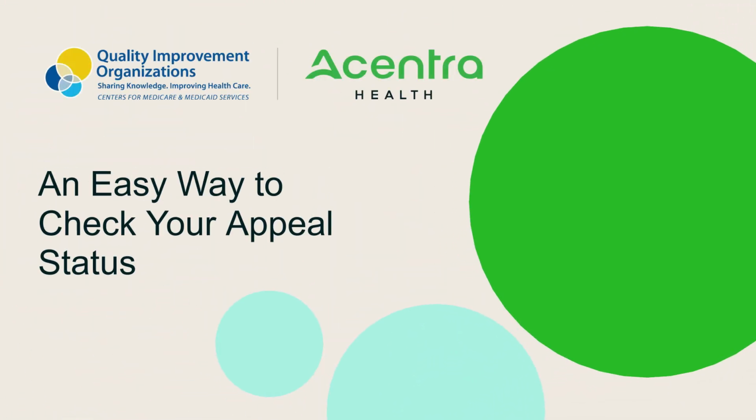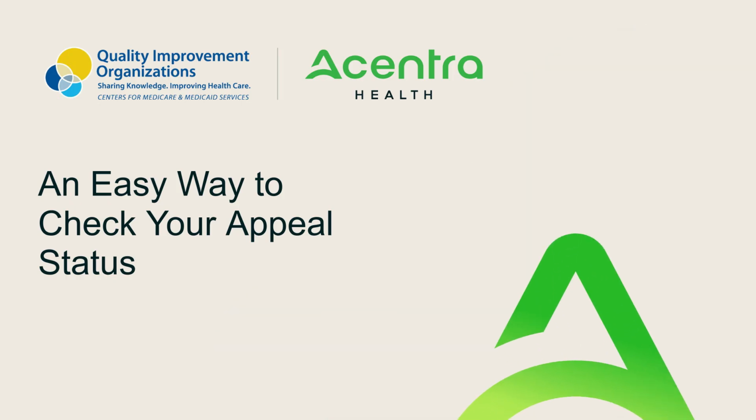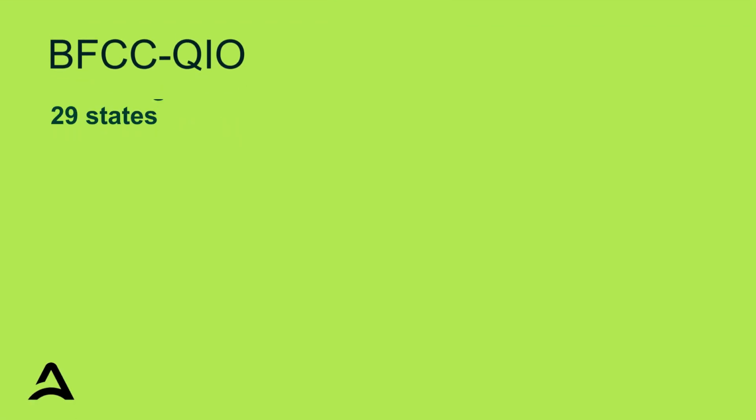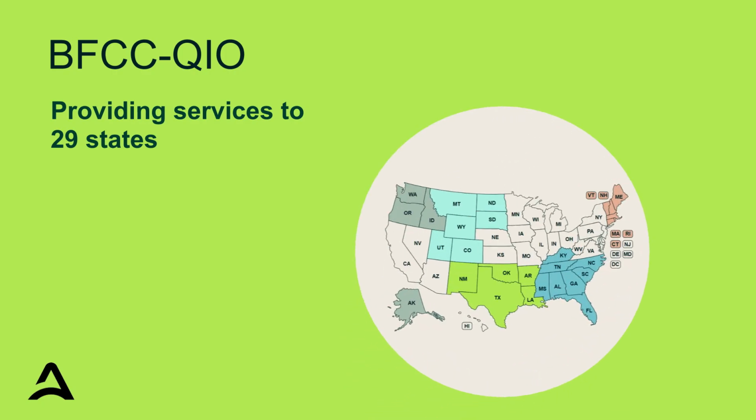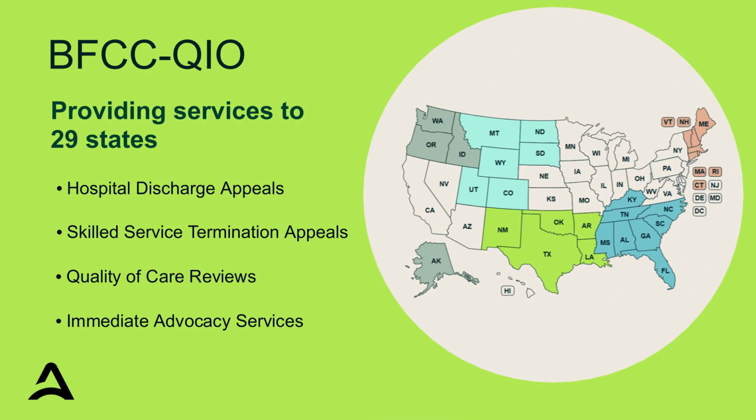We're Acentra Health, the beneficiary and family-centered care quality improvement organization for 29 states. We help people with Medicare who have concerns about their health care. We can help you appeal if you're leaving the hospital too soon or if skilled care like physical therapy is ending early. We also offer immediate advocacy services to help fix problems quickly with medical care or services.